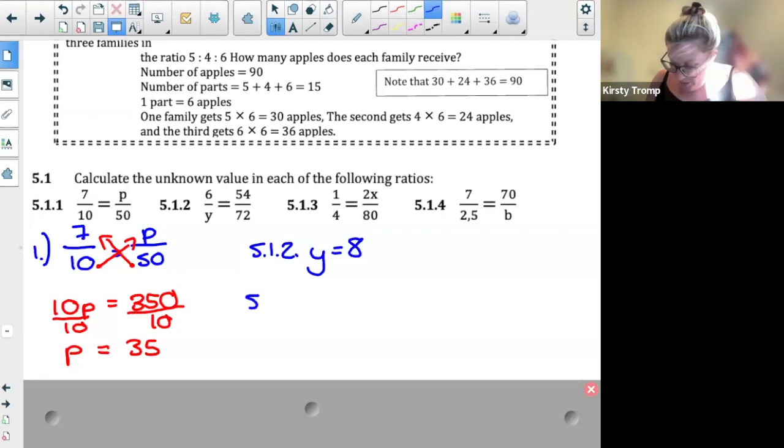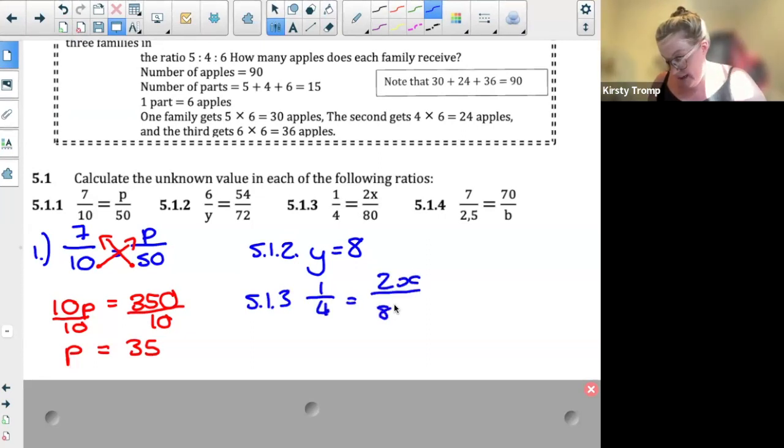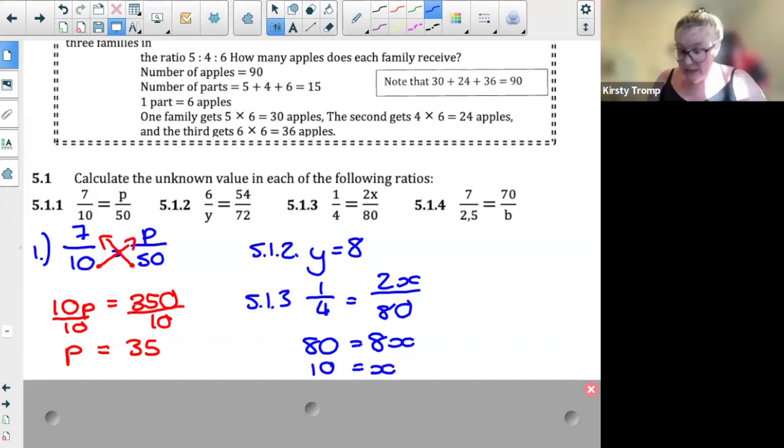Number 5.1.3 is a little bit trickier. Let's go do this one. 1 over 4 equals 2x over 80. I'm going to go do the cross multiplication way quickly. So 80 times 1 gives me 80. 4 times 2x gives me 8x. I'm going to divide both sides by 8, and I get 10 is equal to x.